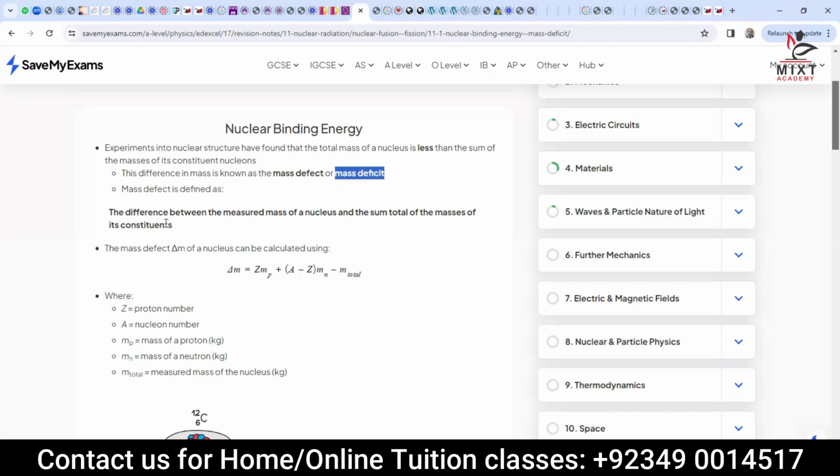Okay, this is one very small topic related to our course. If I ask you what the mass defect is, the mass defect is equal to Z Mp plus (A minus Z) Mn minus the total. Now, what exactly is it? Z means the proton number, and Mp means the mass of a proton.